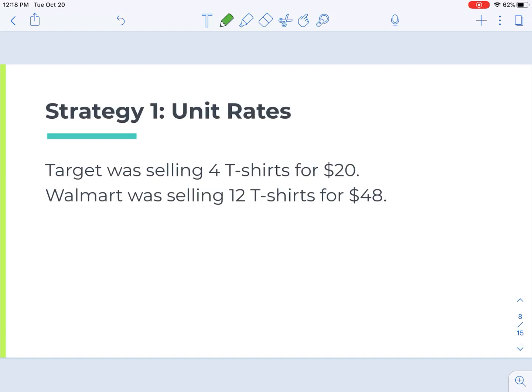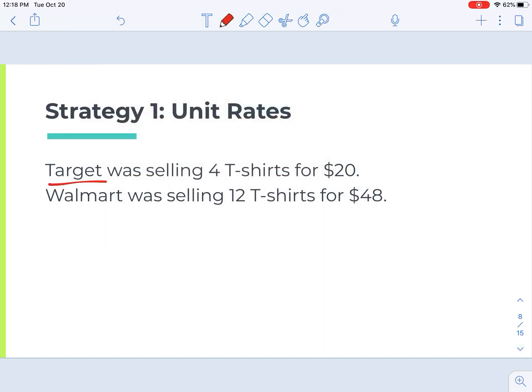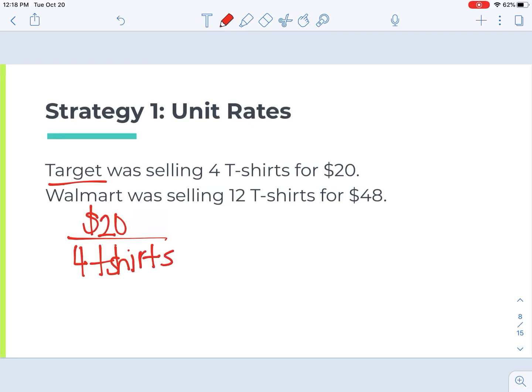All right. So when you're finding the unit rate, you're finding what is the price for one. So here first we have Target. Target is charging $20 for 4 t-shirts. Okay, if I'm finding unit rate, I want to know how much one t-shirt is. How much is each t-shirt? Well, $20 for 4 t-shirts. That's $5 for each t-shirt.